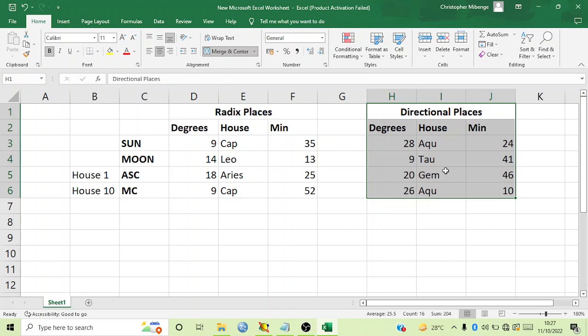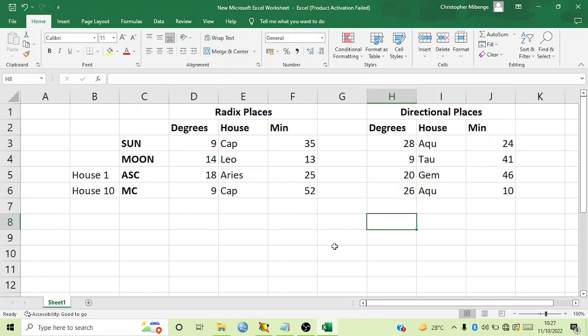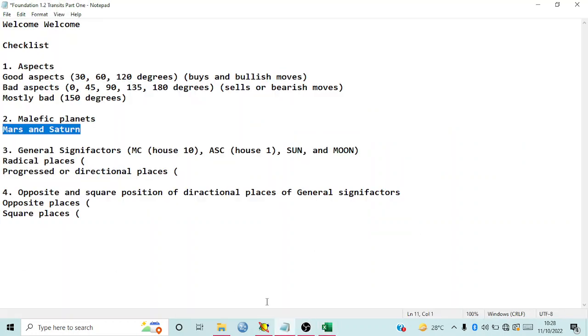All we have to take note of is the opposite and the squares to these positions. So that will be the last part that we're going to deal with right now before we end this video. So we're going to look at the opposite and square positions of these places. Here is a little trick.